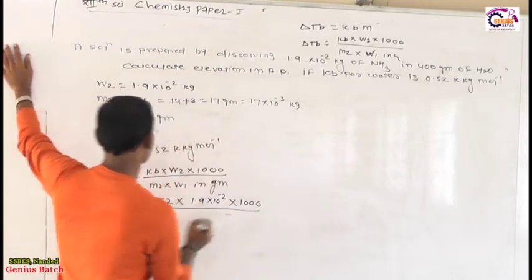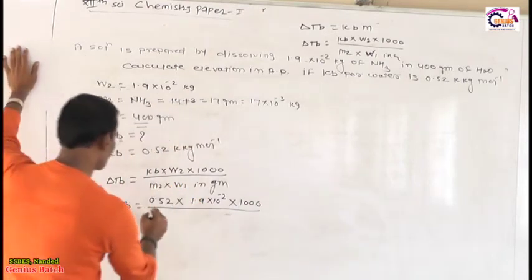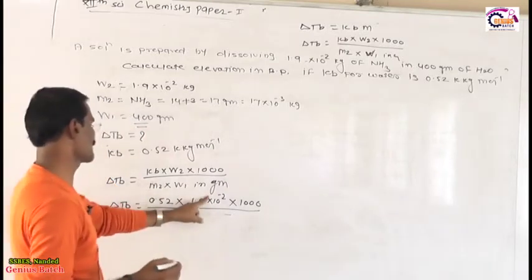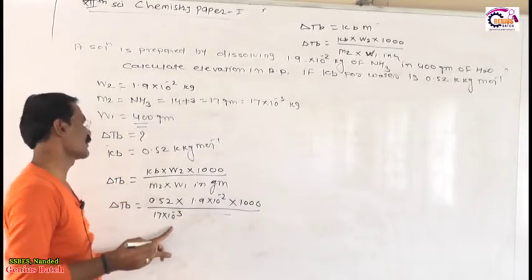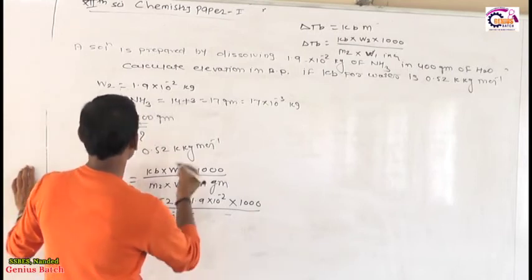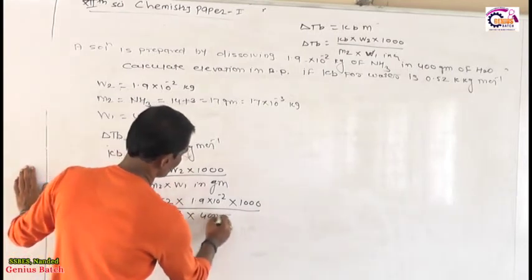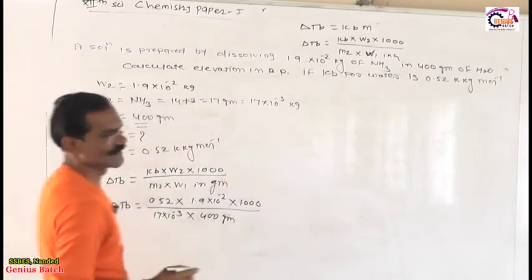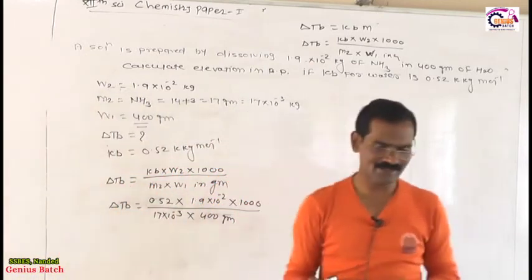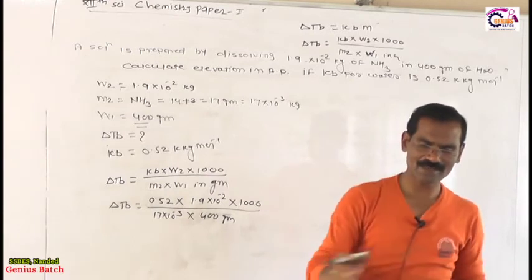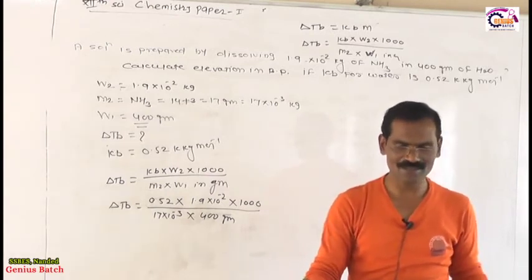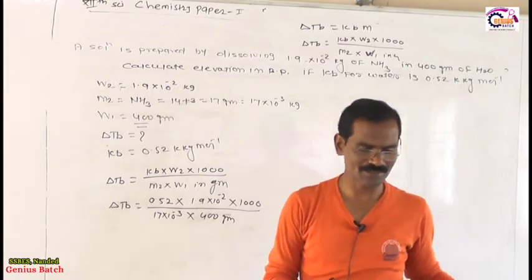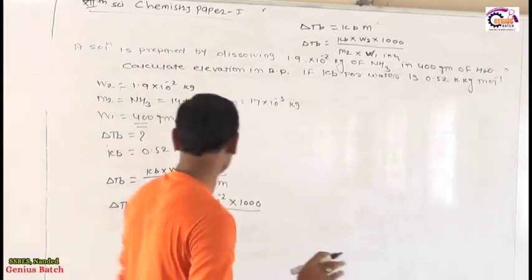Divided by M2. What is the value of M2? The value of M2 is 17 into 10 raised to minus 3, because this is in kilogram, therefore this is also in kilogram. Then into W1, which is 400 gram, because we considered 1000 here, therefore we take the value in gram. So my friend, this is a very simple phenomenon. By putting all these values, delta Tb becomes 1.45 Kelvin.